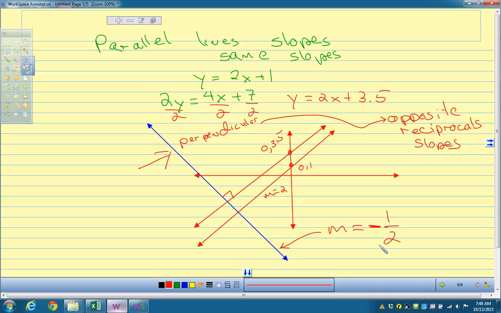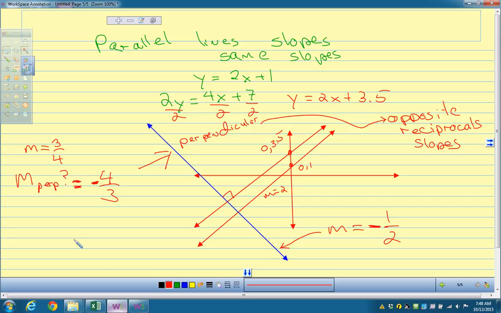So for example, say some line has a slope of 3/4. What would be the slope of the perpendicular? Anyone? Allie. Yep, -4/3. You flip it and you make it negative. Okay? Have you done that before? Did you know that? You should write that down.